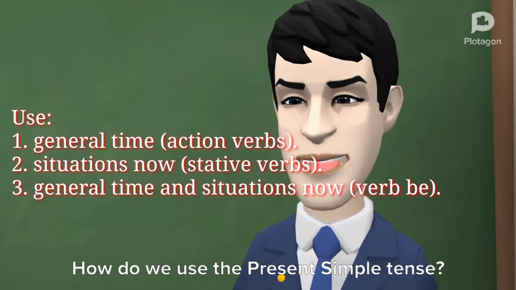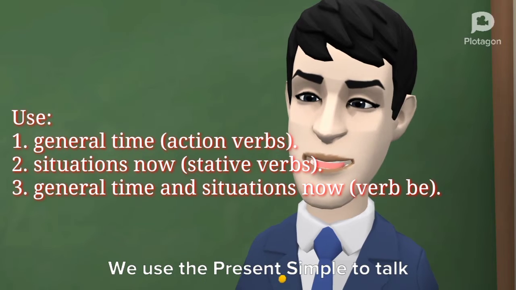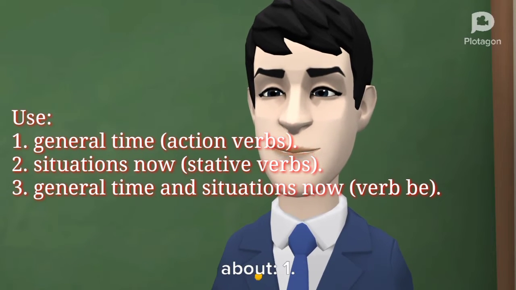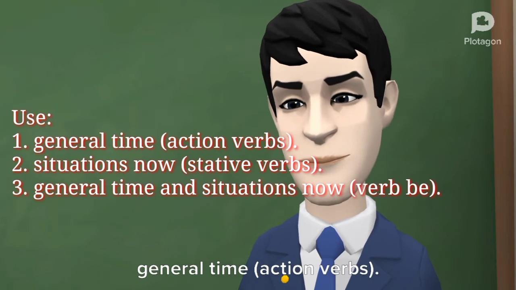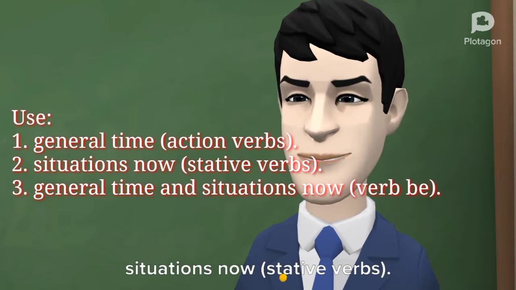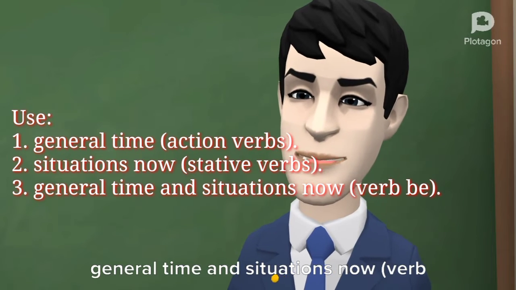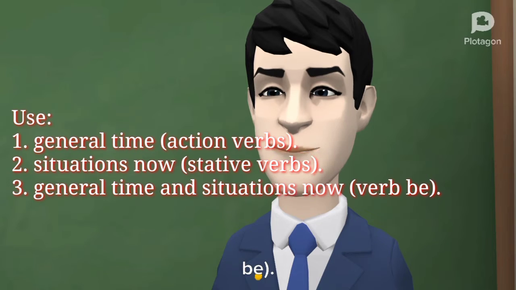How do we use the present simple tense? We use the present simple to talk about: 1. General time, action verbs. 2. Situations now, stative verbs. 3. General time and situations now, verb be.